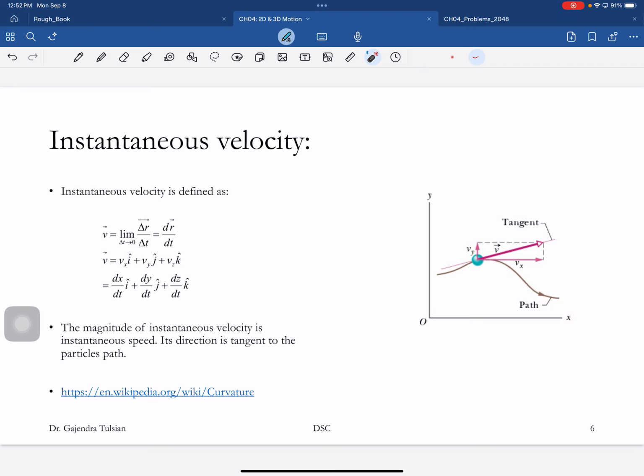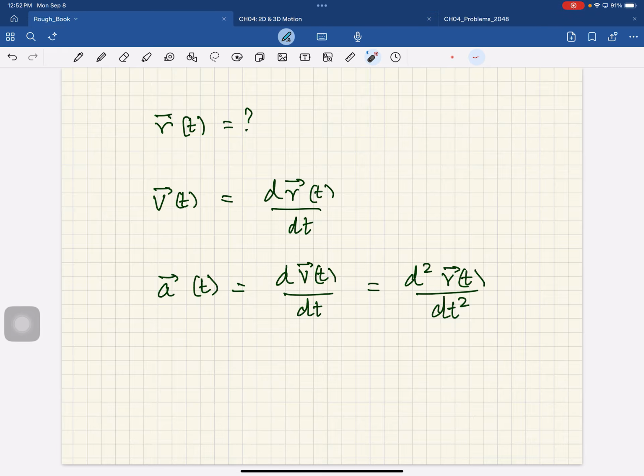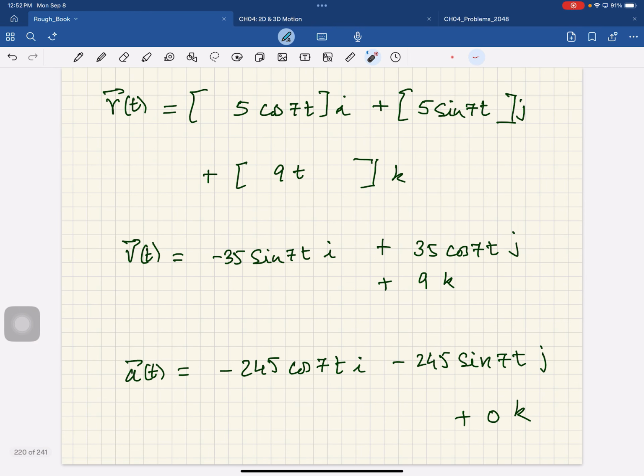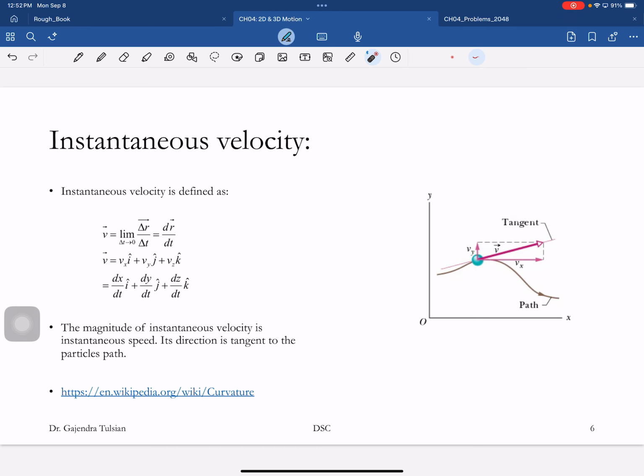How fast are you going at any location? That's the instantaneous speed. It's the magnitude of that velocity vector. So going back to this example, how fast are you going at any given instant? It's just the magnitude of this vector. All right, so the instantaneous velocity is that.